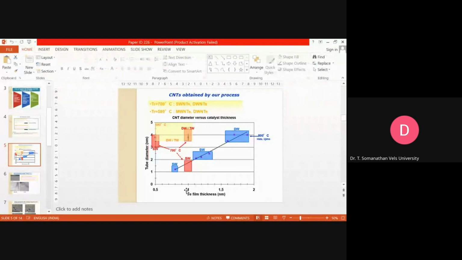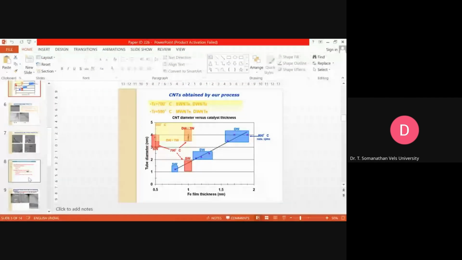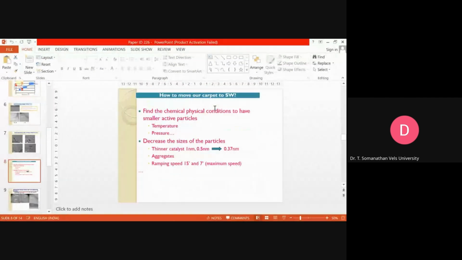Whereas beyond 1 nanometer thickness of a catalyst, we are getting double-walled and multi-walled carbon nanotube. So this is the process identified. Similarly, when you go for a carpet or a forest, a growth of vertically aligned carbon nanotube, the same chemical and physical conditions have been seen.